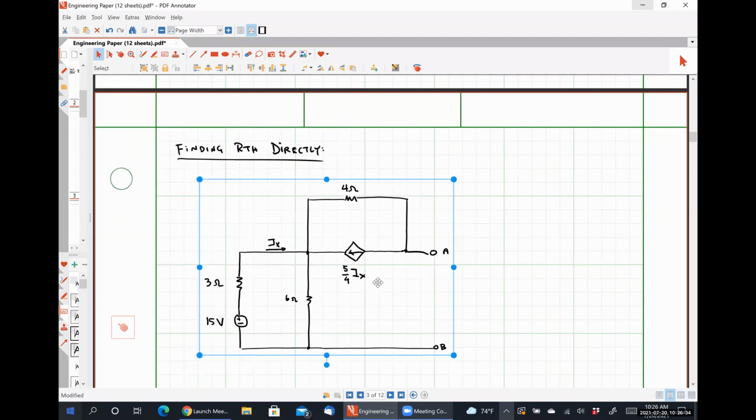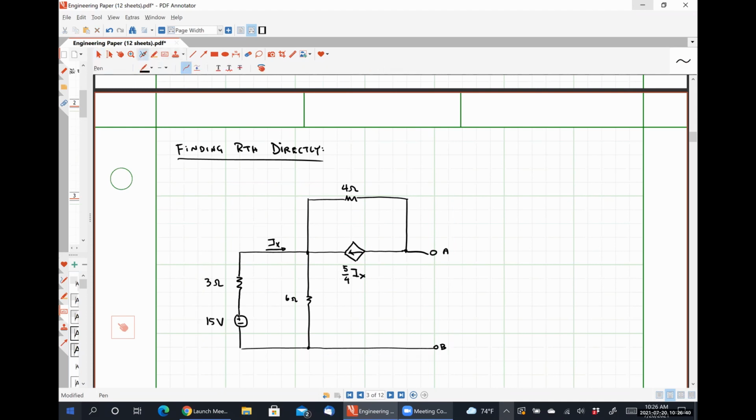So, as someone mentioned earlier in the class, whenever we're trying to find the Thevenin resistance directly, we need to be looking at a dead network. So what that means is that we will have to turn off our voltage source or replace it with a short circuit.